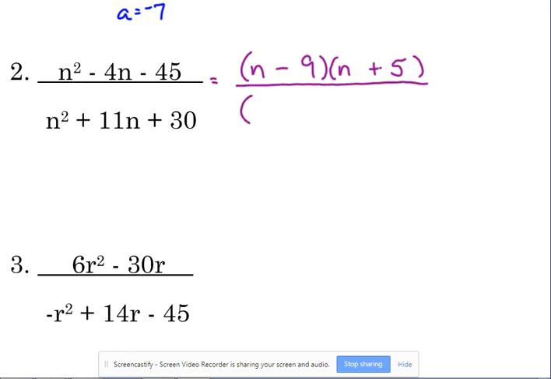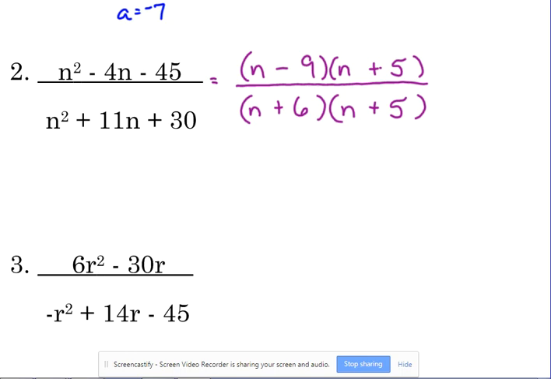Okay, over, let's factor the bottom. We've got n times n gives us n squared. How about factors of 30 that add to give us 11? 6 and 5. These are both positive because it's positive 30 and positive 11. Positive 6 times positive 5 is positive 30. Positive 6 plus 5 is 11.